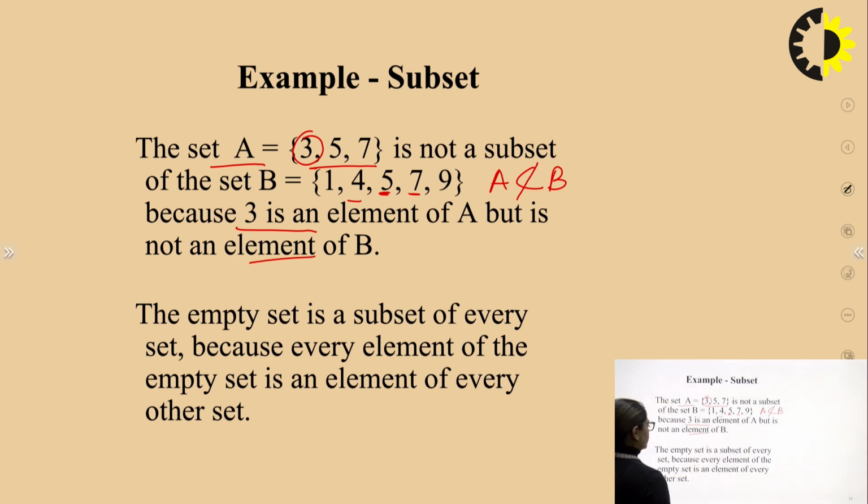The empty set is a subset of every set. This is the point to remember: the empty set is a subset of every set, because every element of the empty set is an element of every other set, right.